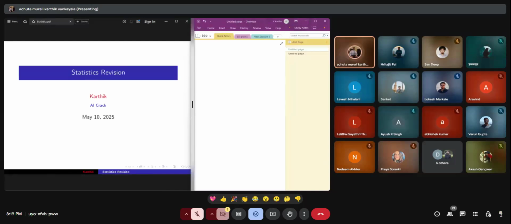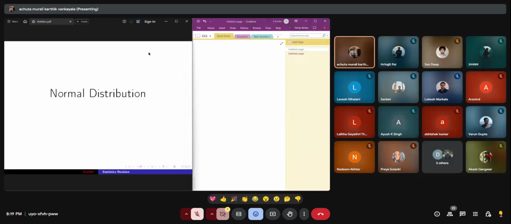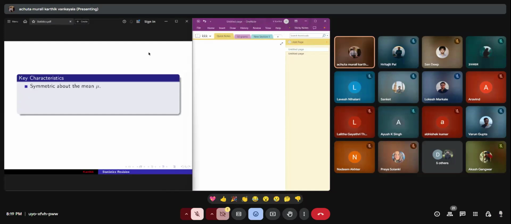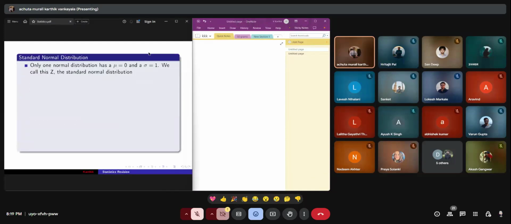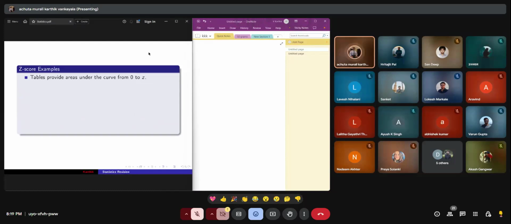Okay, we were here, right? So suppose you want to find the probability of A comma B. You should understand that whether this is an open interval or closed interval or one side open, one side closed, it does not matter.